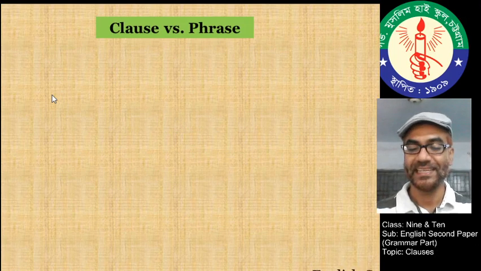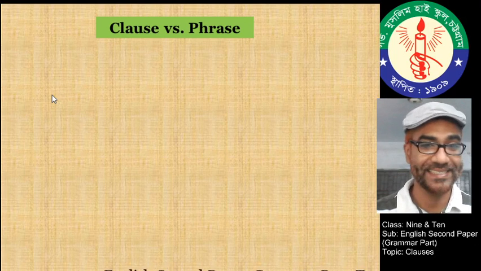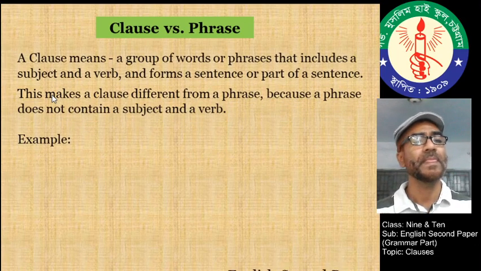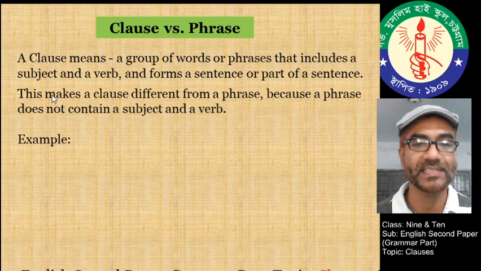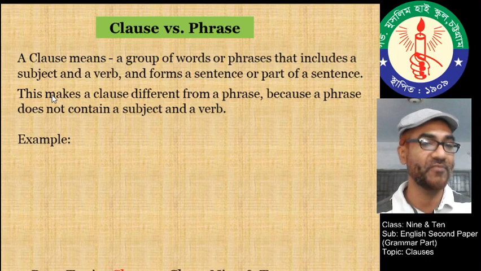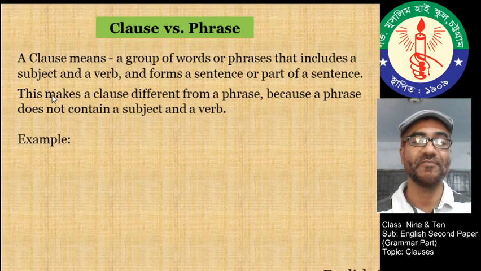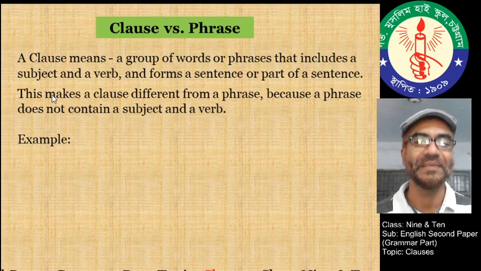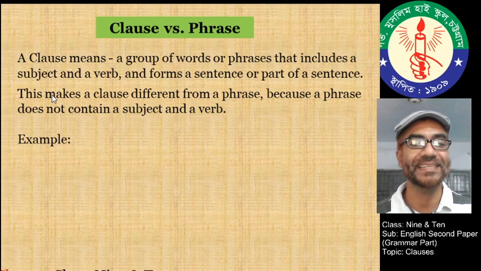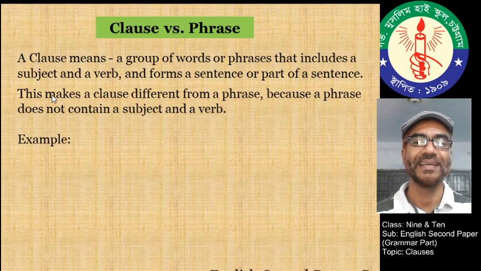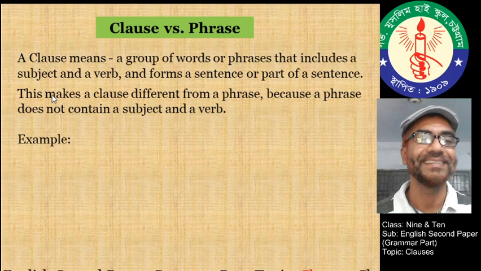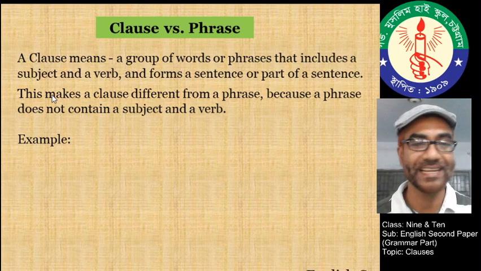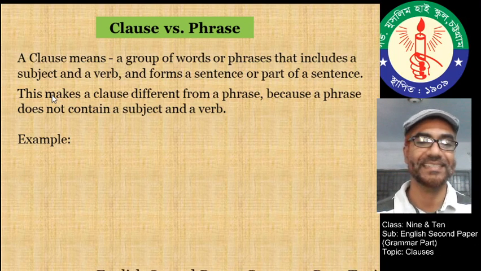Clause versus phrase. Let's see the difference between these two things. A clause means a group of words or phrases that includes a subject and a verb, and forms a sentence or part of a sentence. This makes a clause different from a phrase, because a phrase doesn't contain a subject and a verb. Have you understood the difference? A clause must have a subject and a verb, and a phrase doesn't.